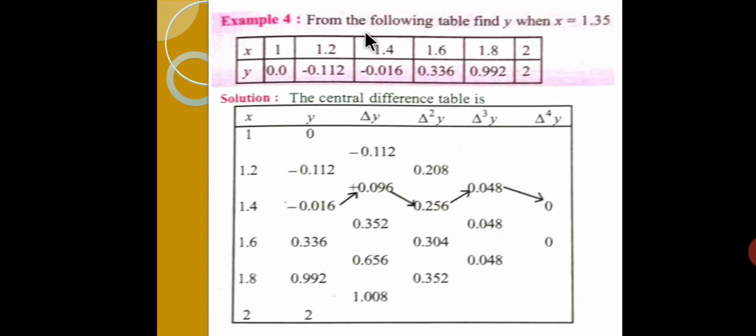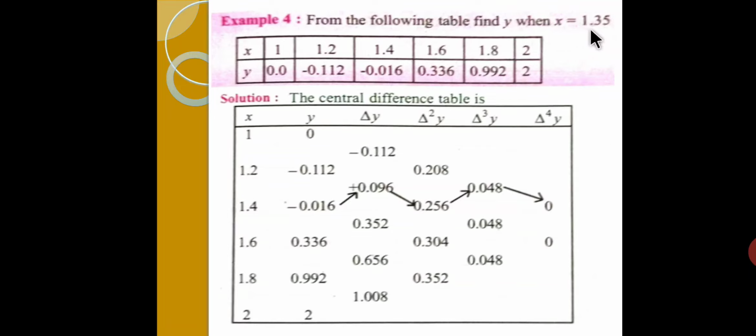So h is the interval difference, x is our required value, and x naught is the initial value, the center value. This is the formula for Gauss backward central difference. So, going to problems: from the following table, find y when x is equal to 1.35.